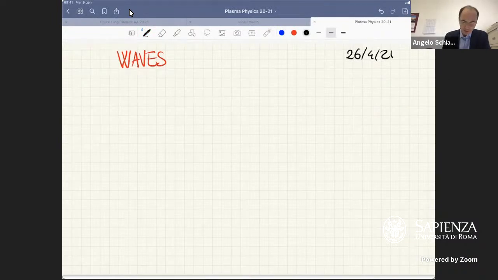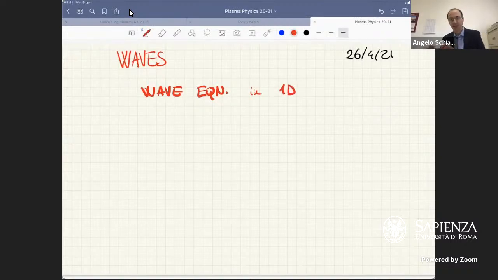1D. So, the wave equation in 1D, I mean in one spatial dimension. And then we expand this into a 3D formalism later on. So what is the wave equation? A wave equation is a differential equation of the second order.